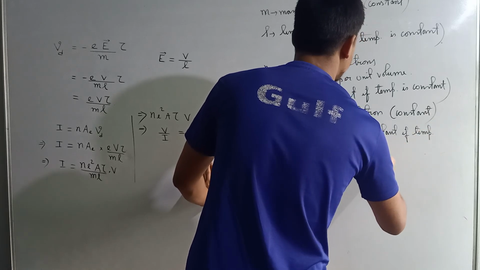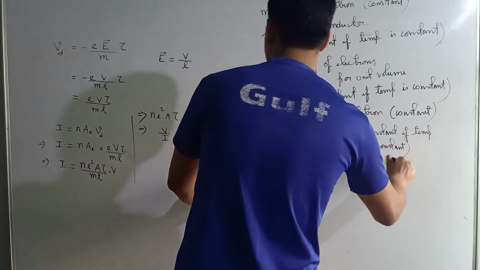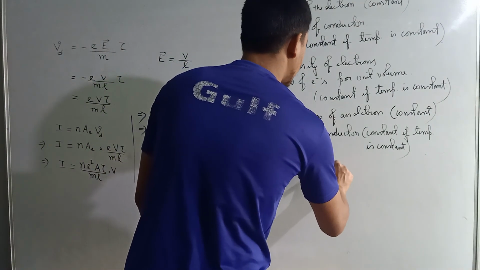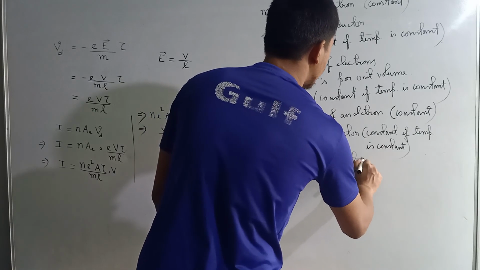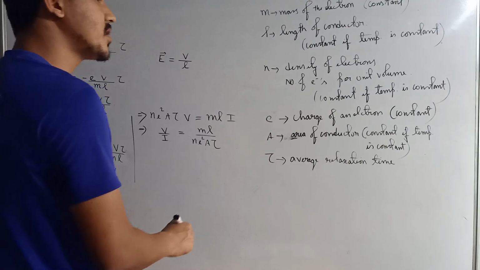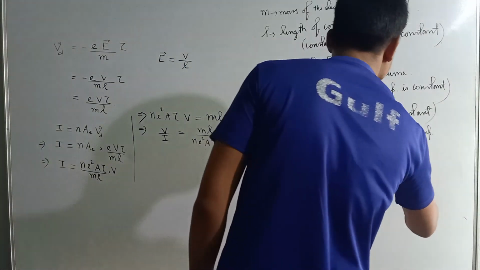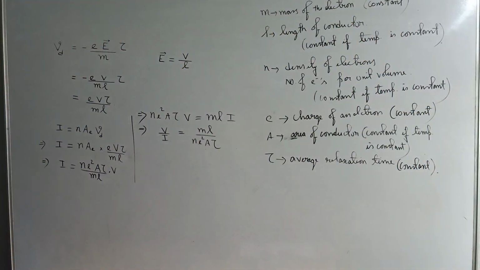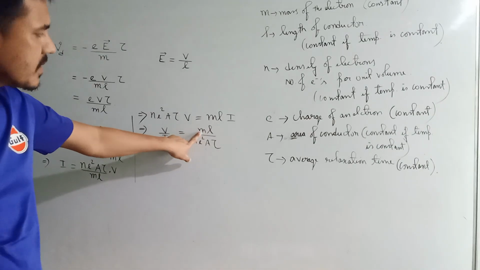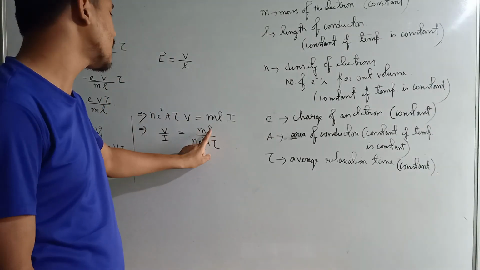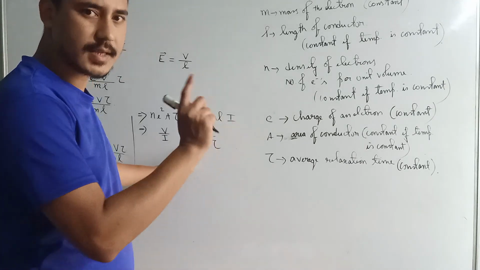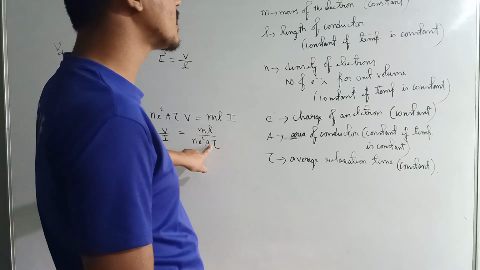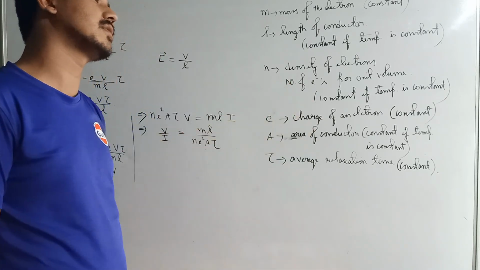And then we have average relaxation time. The average relaxation time of the electrons will always remain constant. It depends upon the material, so it is always constant. m is constant, always constant. L is constant if temperature is constant. n, density of the electrons, is constant if temperature is constant. Charge of an electron is constant. Area of the conductor is constant if temperature is constant. And tau, relaxation time, is always constant.